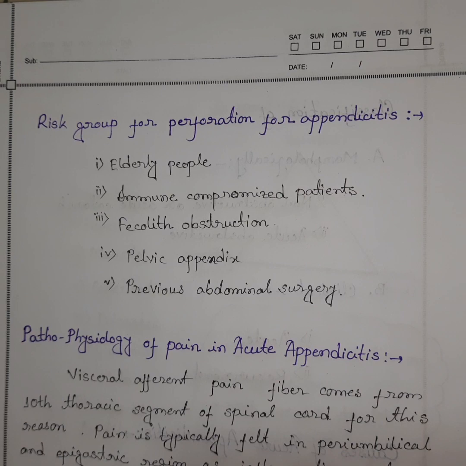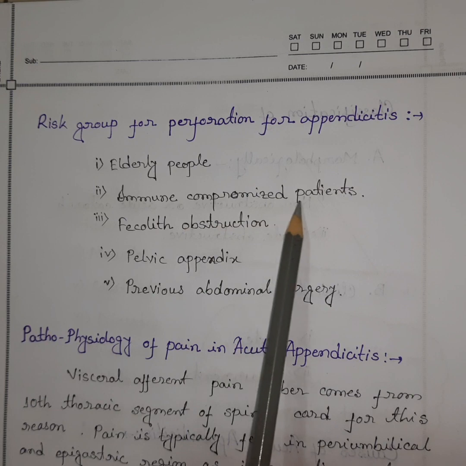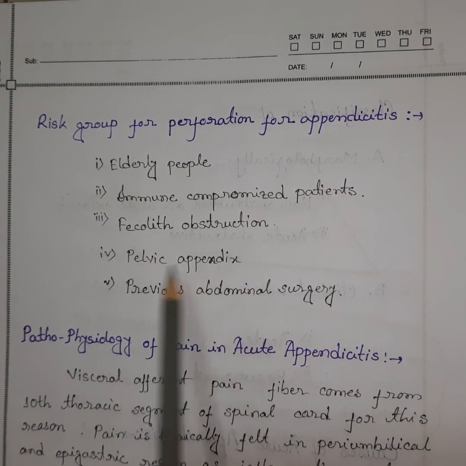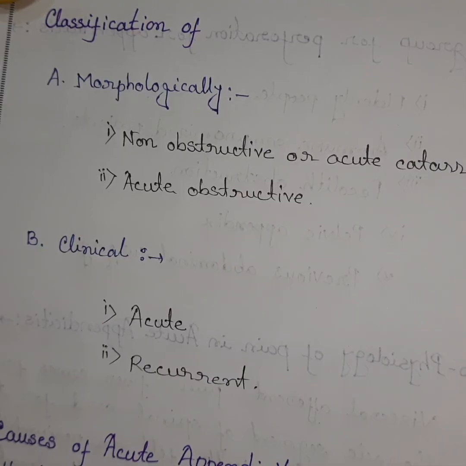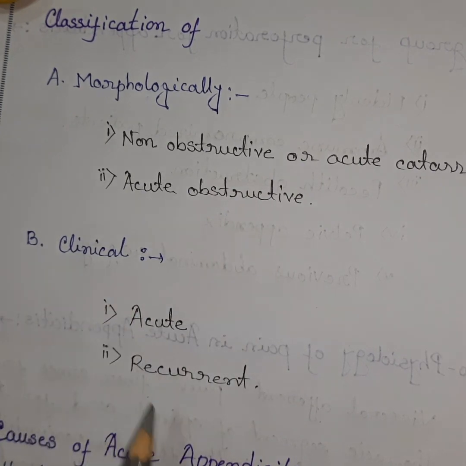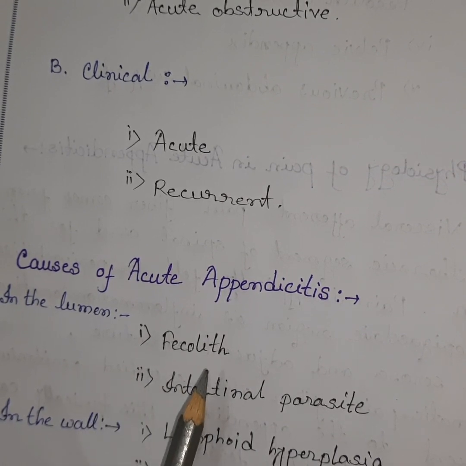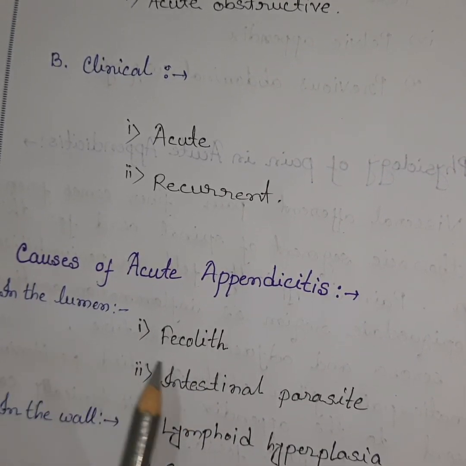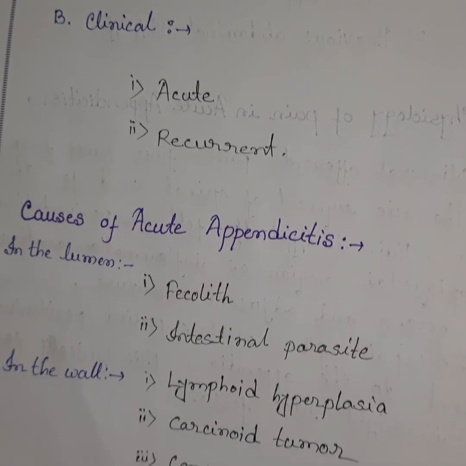What are the risk groups for perforation in appendicitis? Elderly people, immunocompromised patients, fecalith obstruction, pelvic appendix, previous abdominal surgery. Classification: morphologically non-obstructive and obstructive, and clinically acute and recurrent. Causes of acute appendicitis: in the lumen, fecaliths and intestinal parasites; and in the wall, lymphoid hyperplasia, carcinoid tumor, and compression by bands and adhesions.